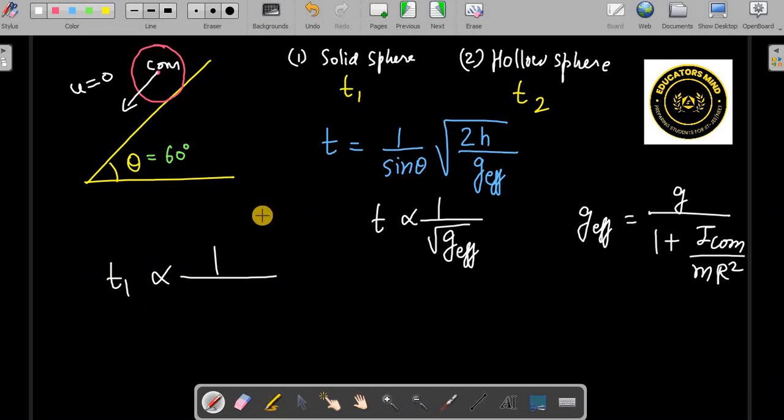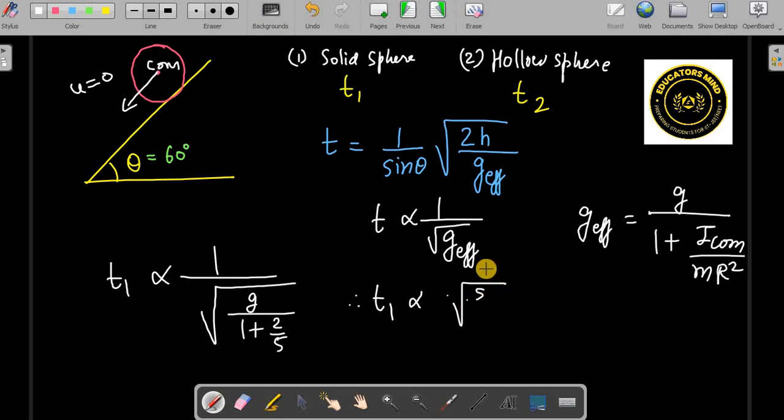Now root under g effective, here the factor that is going to come is root under g by 1 plus 2 by 5 mr square, so this will become 2 by 5, right? So therefore t1 will be proportional to, this will become 7, right? So root under 5 by, say root under, this will become root under 7 by 5g, correct? So 5g will come here and 7 will come out.